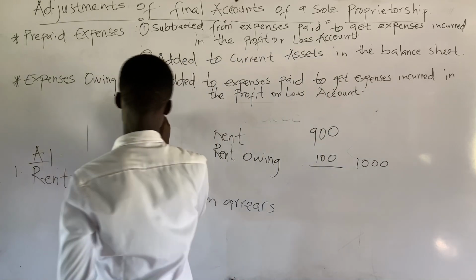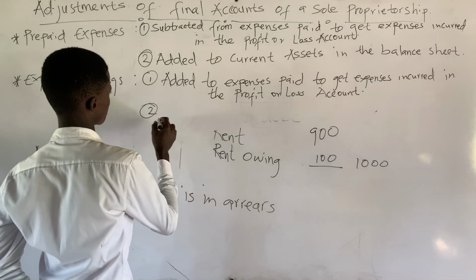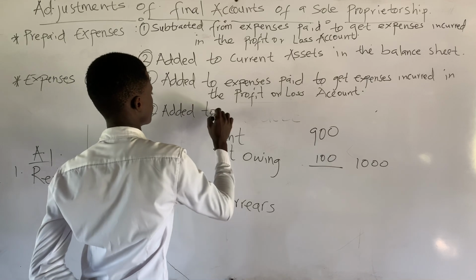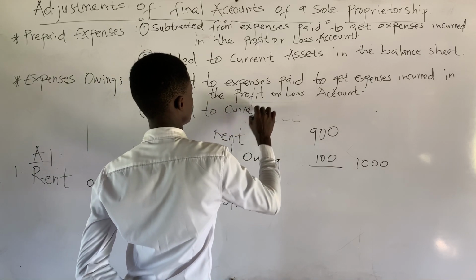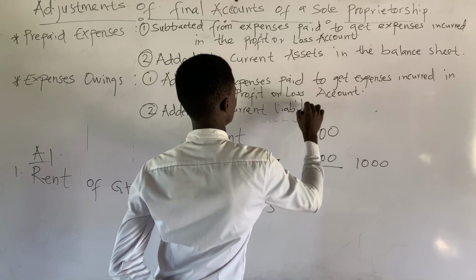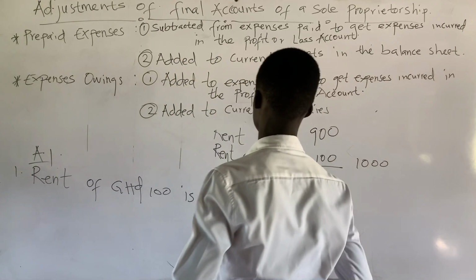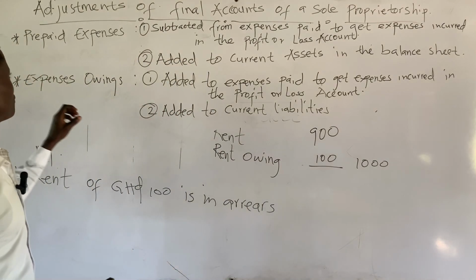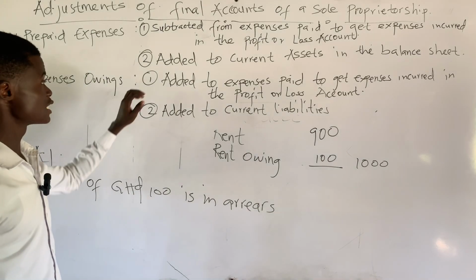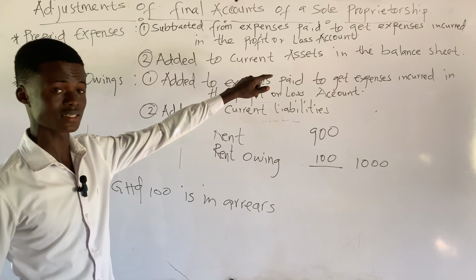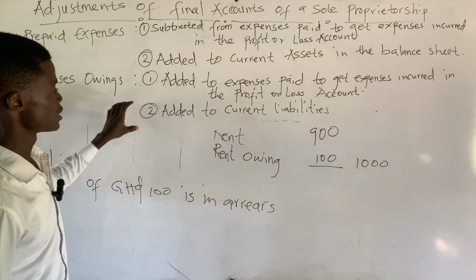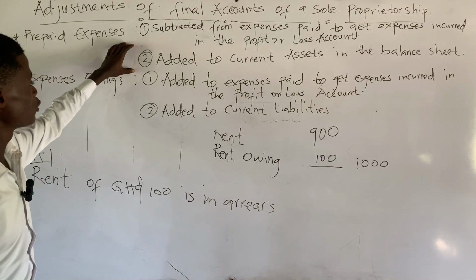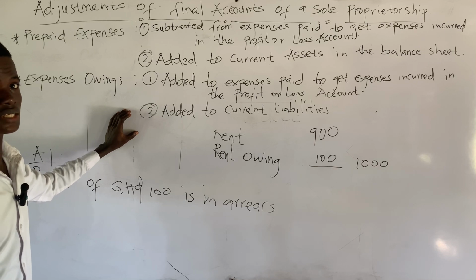That's the first treatment. And the second treatment is that the expenses owings will be added to current liability in the balance sheet or statement of financial position. So as you can see, the second treatment of prepaid expenses is that your prepaid expenses will be treated or added to current assets, whilst the expenses owings will be added to current liabilities. So we can just say that prepaid expenses is the opposite of expenses owings or expenses outstanding.